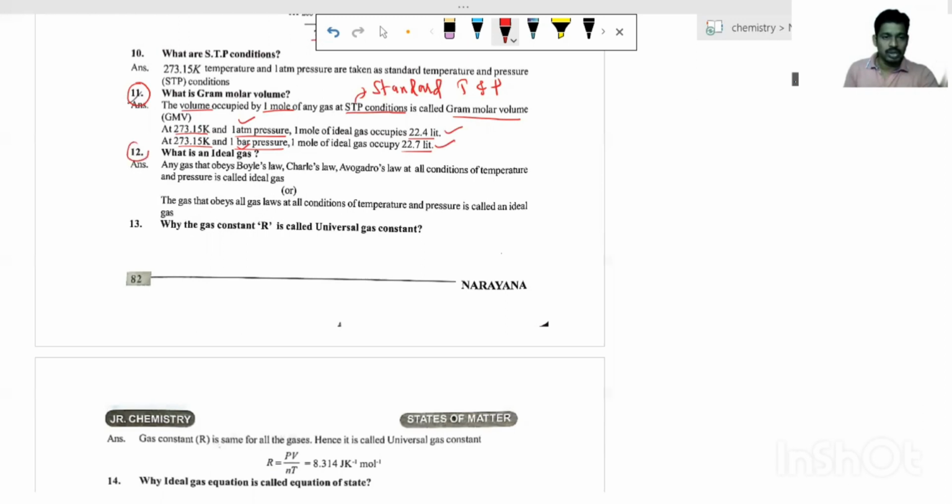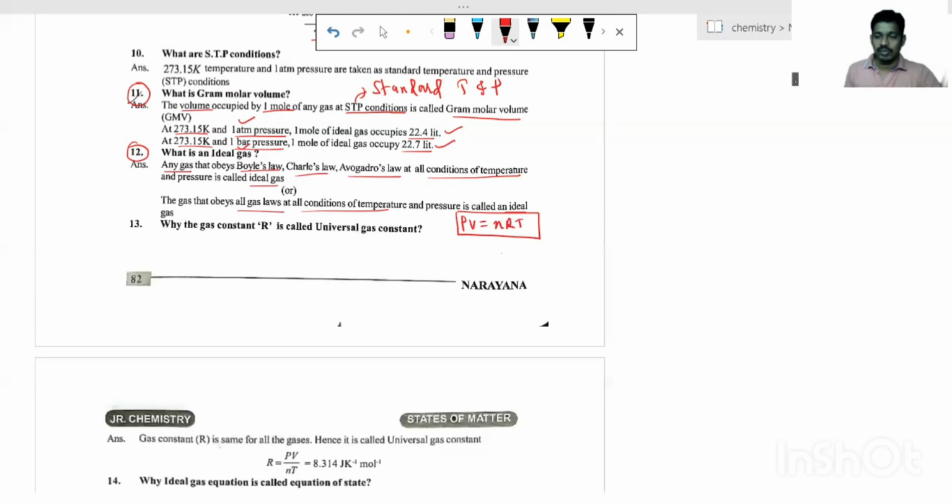Next, one more important question is, what is an ideal gas? Any gas that obeys Boyle's Law, Charles Law, Avogadro's Law at all conditions of temperature and pressure is called an ideal gas. Or simply you can say the gas that obeys all the gas laws at all conditions of temperature and pressure is also called an ideal gas. So we know the ideal gas equation also. PV is equal to nRT is the ideal gas equation, where P is pressure, V is volume, n is number of moles, R is universal gas constant, T is temperature.